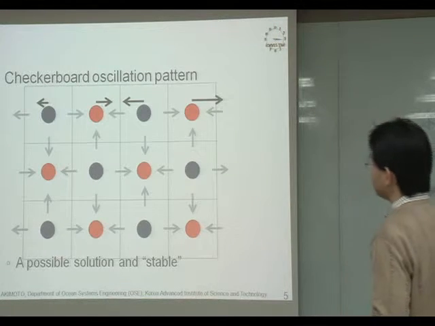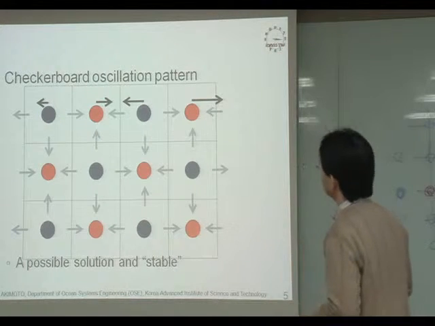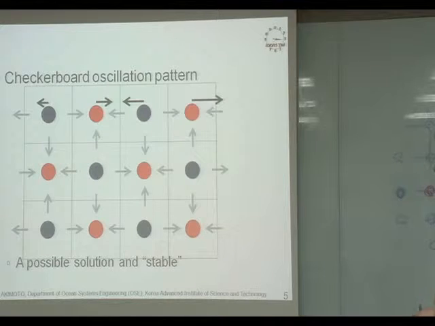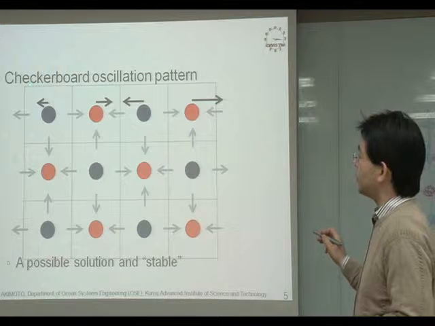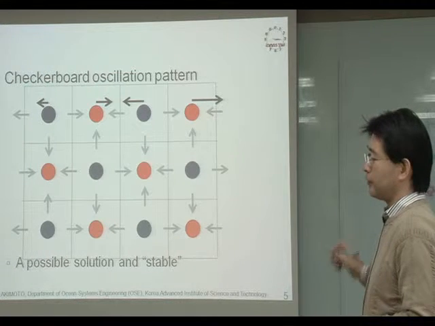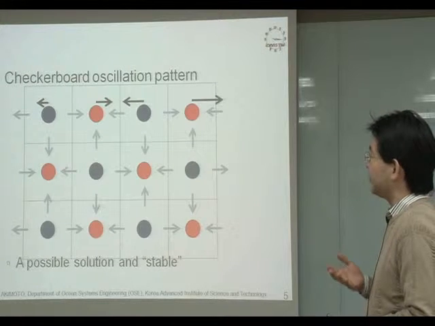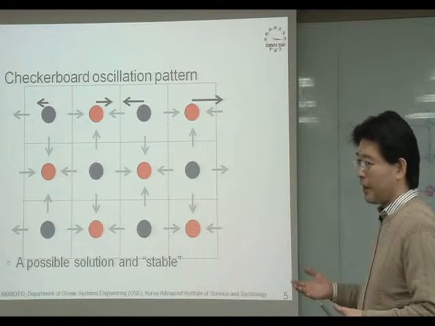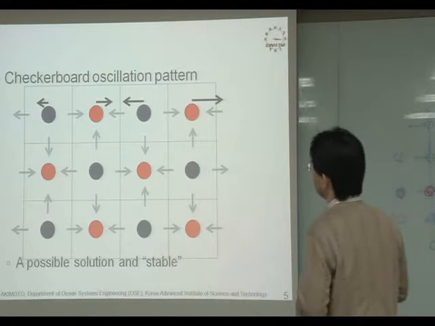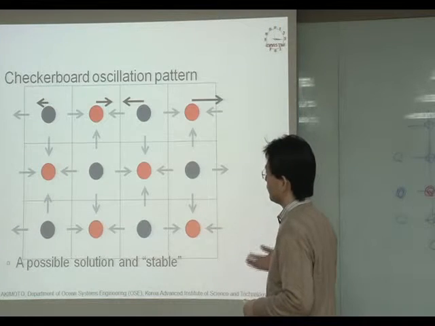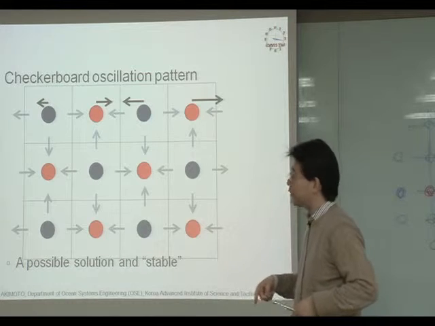However, if it is in collocated arrangement, this type of oscillation occurs. It is called checkerboard oscillation. I think you know checkerboard or check texture of the design. It is red, blue, alternative pattern of clothes. Also, checkerboard is a game board for check.